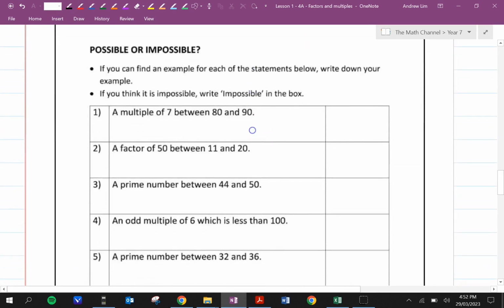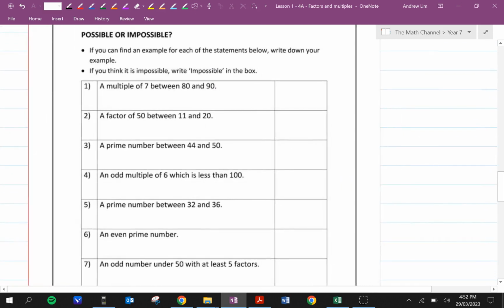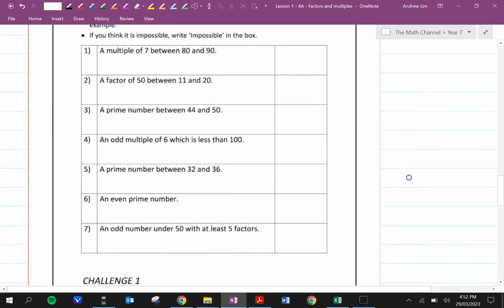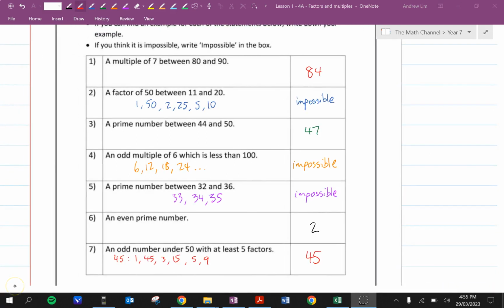Alright. Possible or impossible? If you can find an example for each of the statements below, write down your example. If you think it is impossible, write impossible in the box. Okay, so have a go with 1 to 7. Alright, check your answers. Number 1, a multiple of 7 between 80 and 90 is 84. A factor of 50 between 11 and 20, not possible, because I wrote down all the factors of 50, 1 and 50, 2 and 25, 5 and 10. None of them are between 11 and 20. A prime number between 44 and 50 is 47.